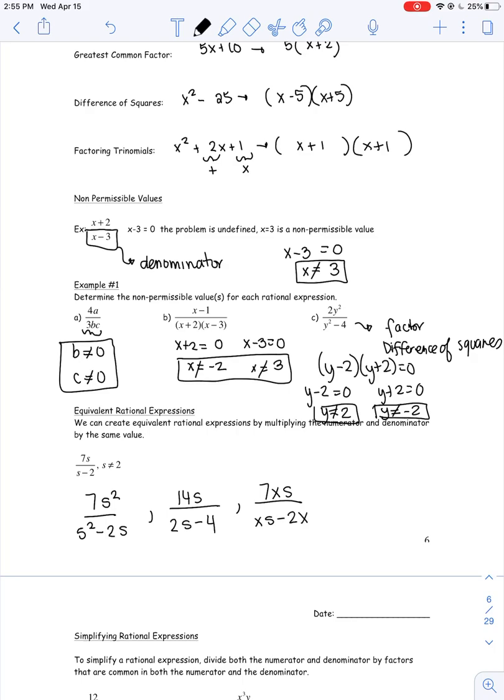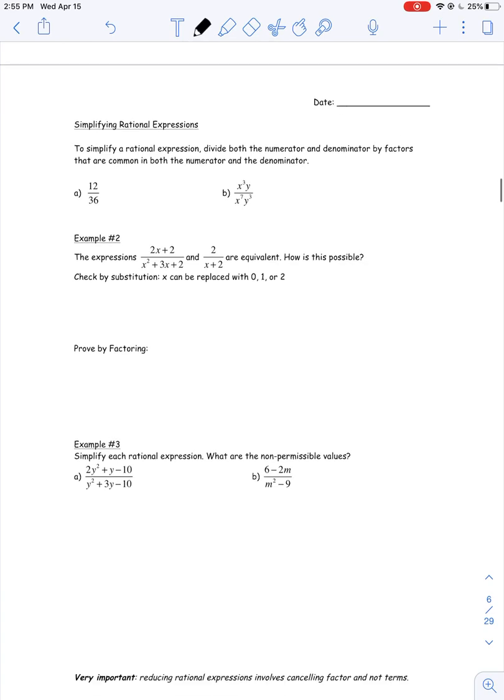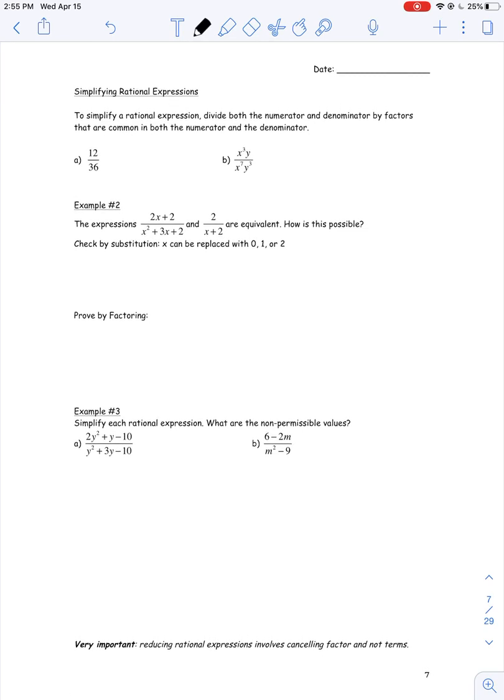So I multiplied the top and the bottom all by x. So those are all equivalent examples. Simplifying rational expressions. To simplify, back when we were looking at fractions, what we did was divide the top and bottom by the exact same number. Well, I'm going to show you another technique here that also works.